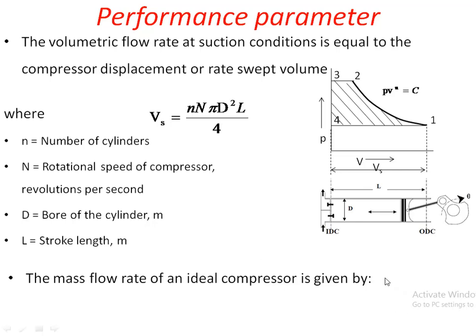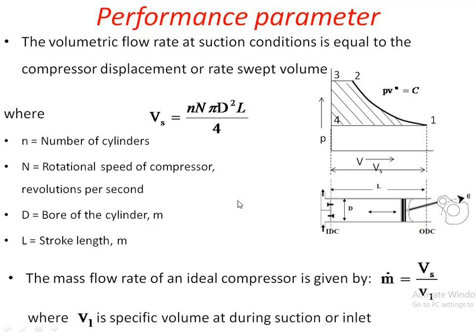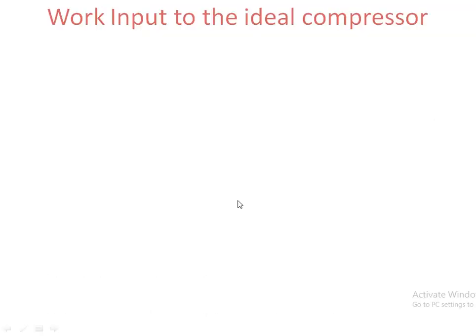So to get the mass flow rate, I have used this equation: mass flow rate m dot is equal to Vs, the volumetric flow rate of the compressor, divided by v1. v1 is the specific volume at state 1, the inlet condition. If I divide the volumetric flow rate by the specific volume, I get the mass flow rate of the given compressor. So one parameter, the volumetric flow rate, we have determined.